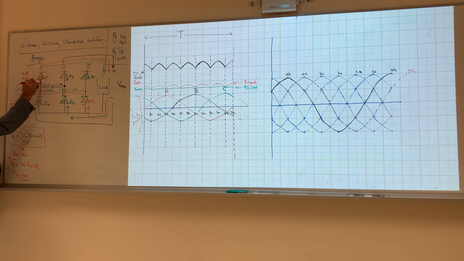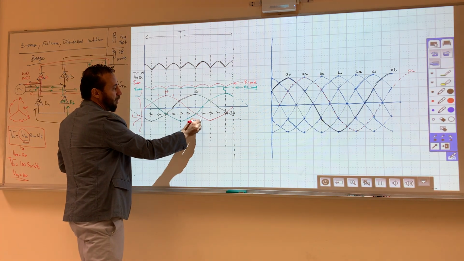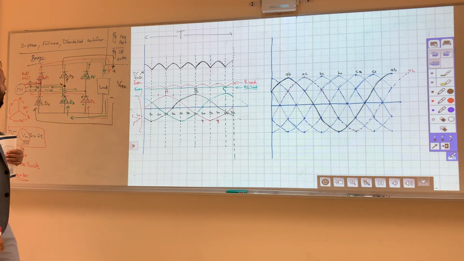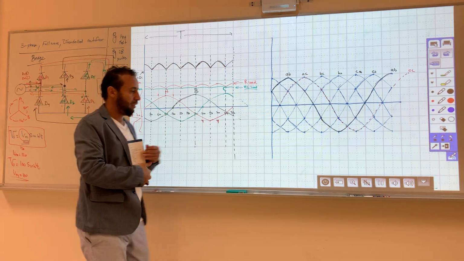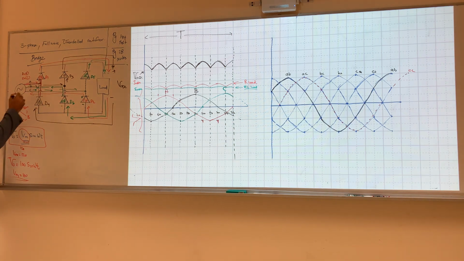Diode 1, positive, diode 4, negative. So this is 1 and this is 4. Let's look at phase B. So here, phase B. Okay.